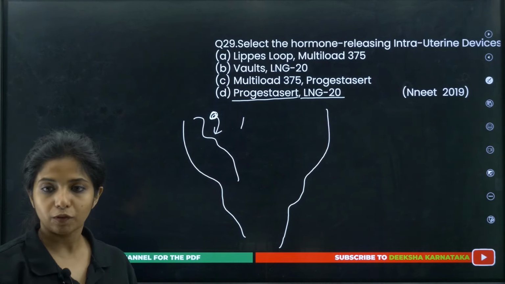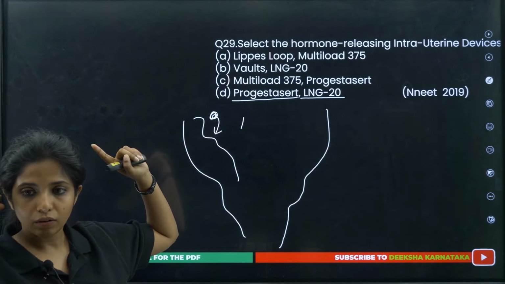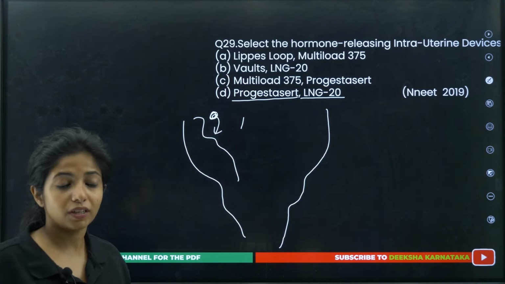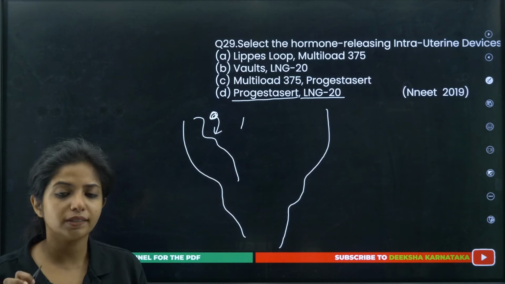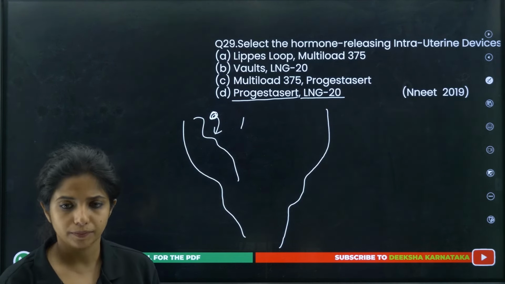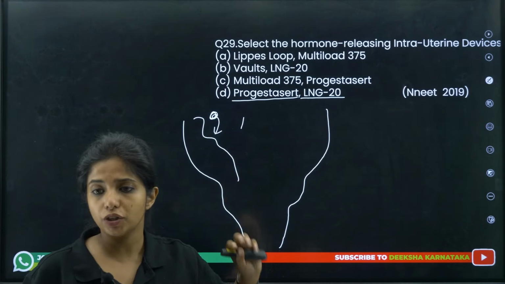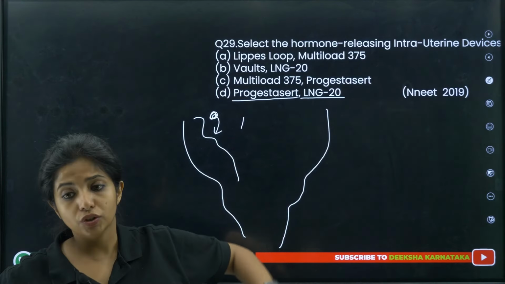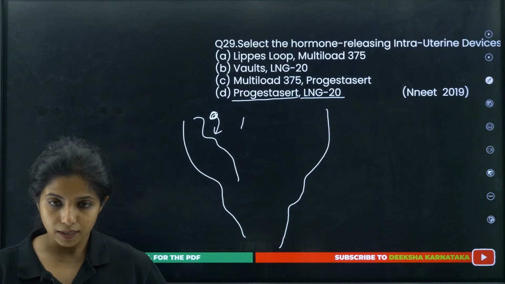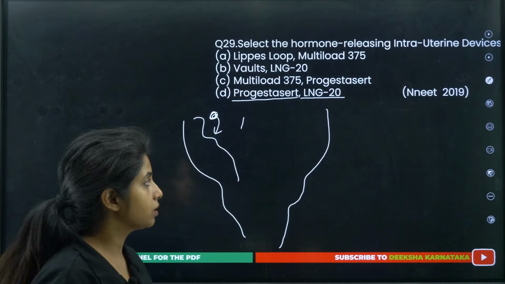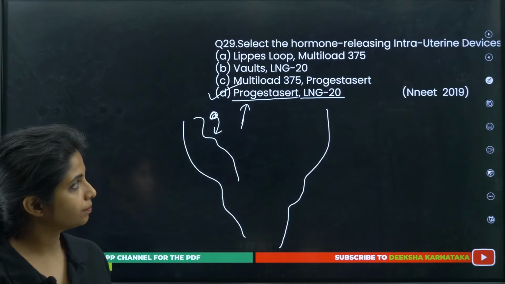You have three different types. One is the physical one, which is lippes loop. The other one is the copper releasing one, which is multiload 375, then copper T, all these things. They release copper, and copper basically makes it very difficult for the sperms to move in. It also brings out changes in the endometrial lining such that implantation does not take place. Progestasert and LNG20 also work on the same principle. They do not allow the implantation to take place there. It makes a lot of changes. So these are the hormone releasing IUDs.